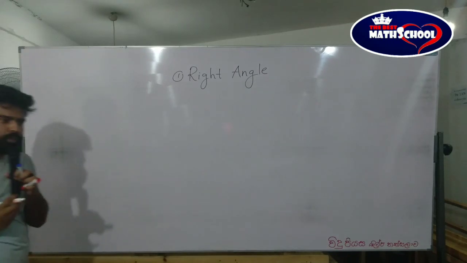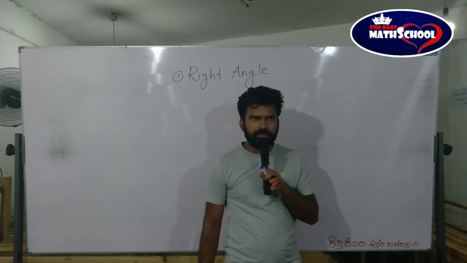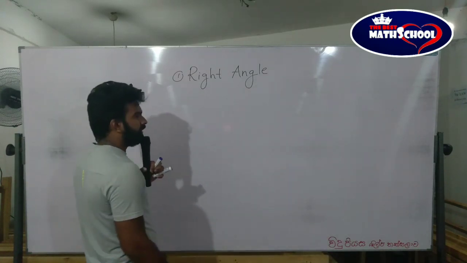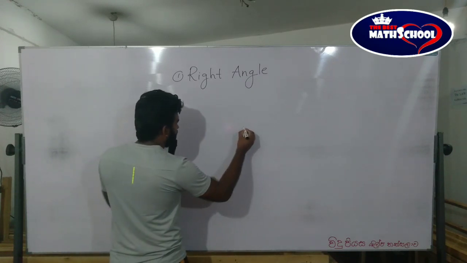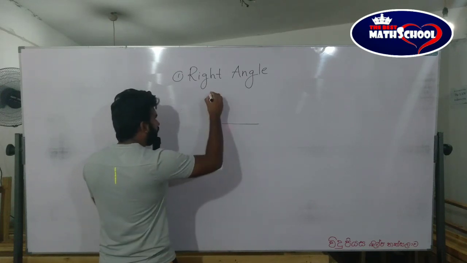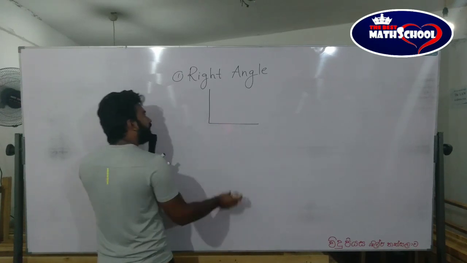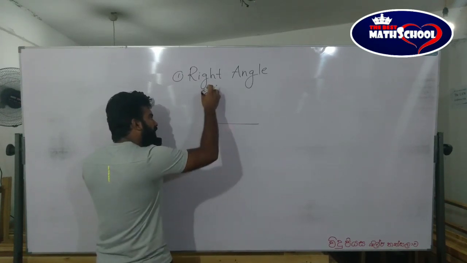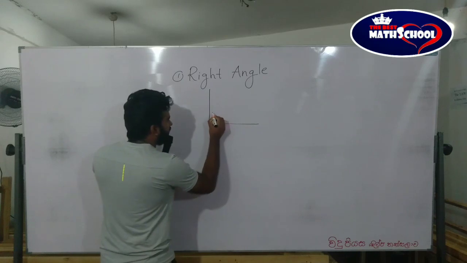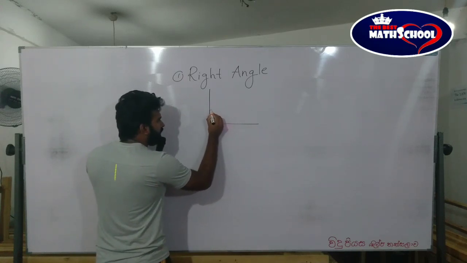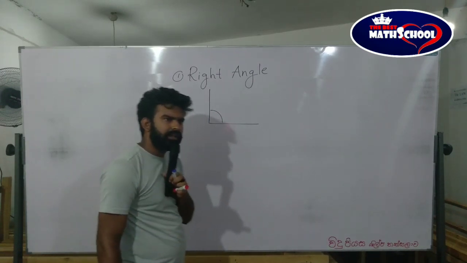Right. What is a right angle? Right angle means if two straight lines come and meet like this, one will stay as a horizontal line and the other one will stay as a vertical line, right? If you can see an angle in between these two lines, that means the horizontal line and the vertical line, the angle which is in between this, we call this a right angle, right?